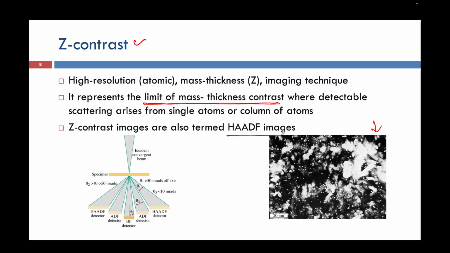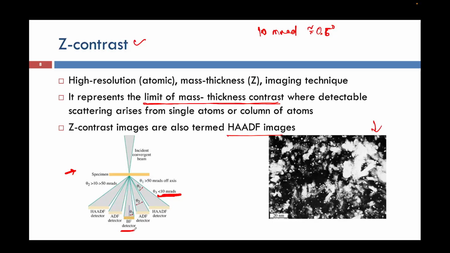So in this image, you can see the collection angle of our detector. If it is less than 10 milliradian, how much angle is 10 milliradian? We have talked about it: 10 milliradian is approximately 0.5 degree. So if our collection angle is less than 0.5 degree, then our detector is a bright field detector.